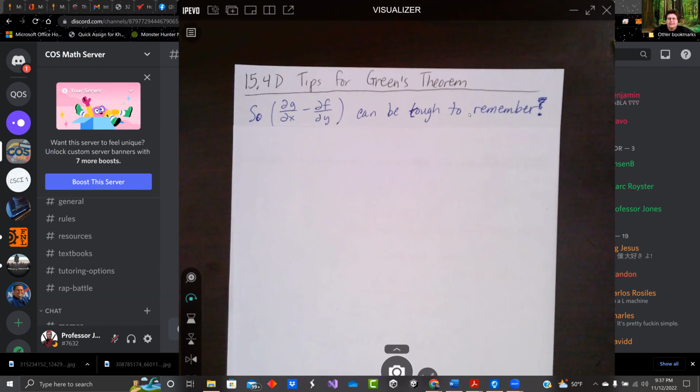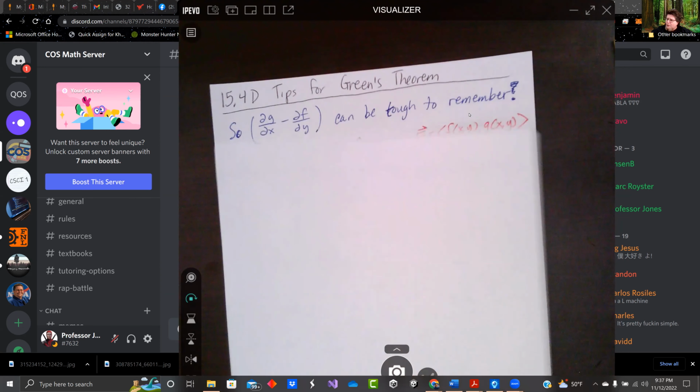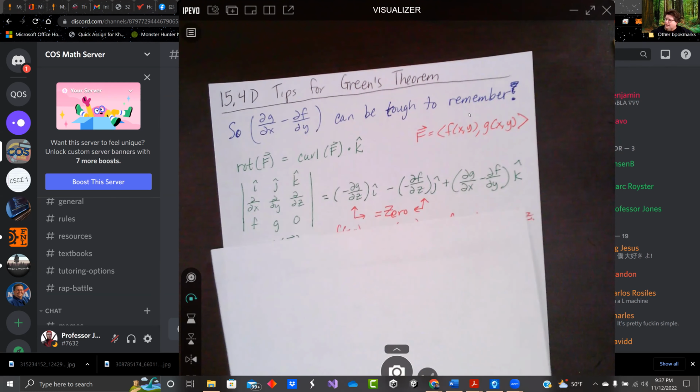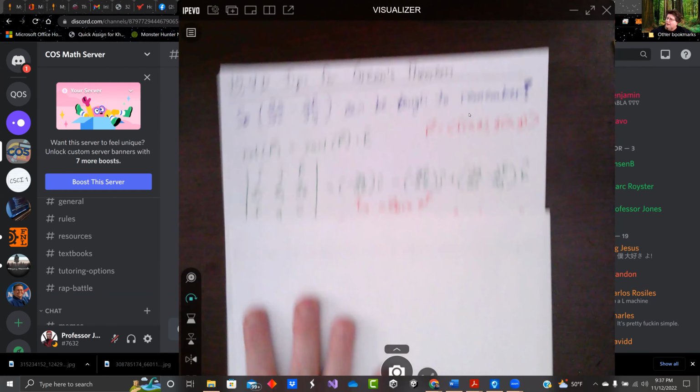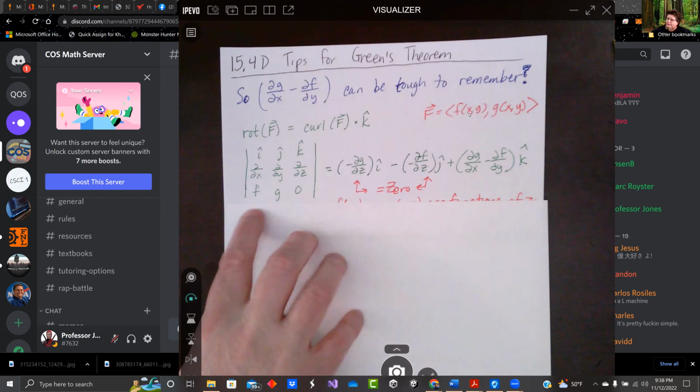So dg dx minus df dy can be tough to remember. So what can we do about it? It's a component of the curl of f dotted with k. So we've got curl of f here, where f is a function of x and y, but not z. So we've got f, g, and 0.